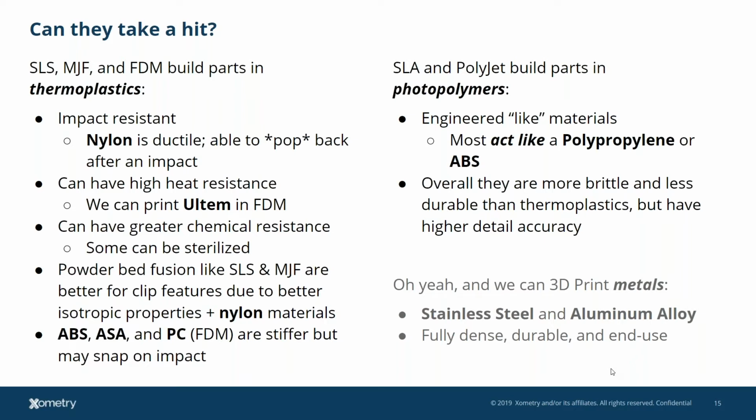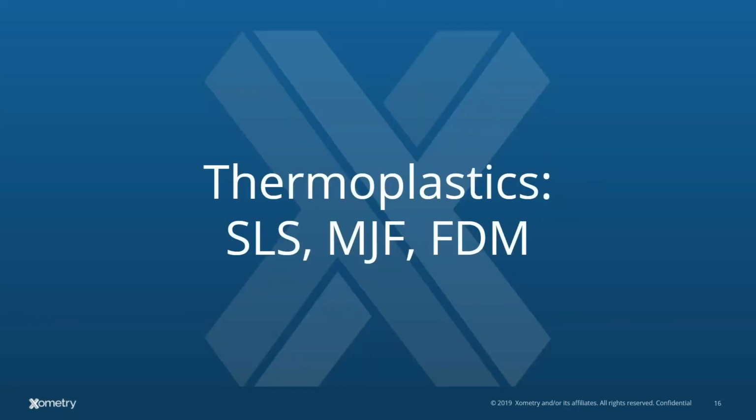So just understand that SLA is more of many materials engineered to act like, whereas PolyJet tends to have a single material that can be manipulated digitally to give it different properties. And of course, metals are metal. They're fully dense, durable, and they are end use. So I'm going to spend this time talking more about how these parts are made and about specific examples to get your mind thinking. And again, this is a good reminder to start asking some questions and adding them to the list, because we'll be addressing them at the end of this presentation.